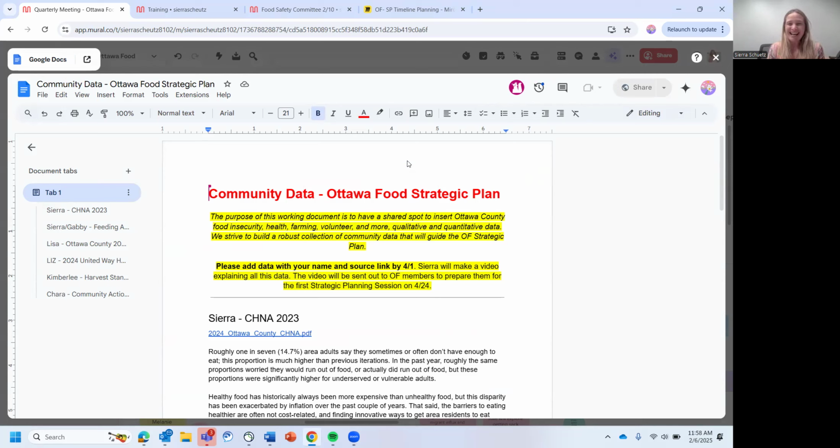I recognize that all Ottawa Food members are collecting different types of data. Everybody has a different priority, whether it's health or food or all the above. So this is a catch-all for that information. Again, we want to have a really complete picture of what's going on across the county.